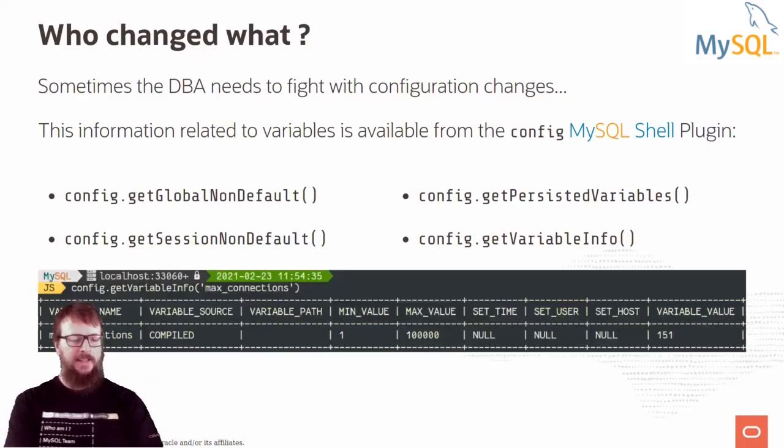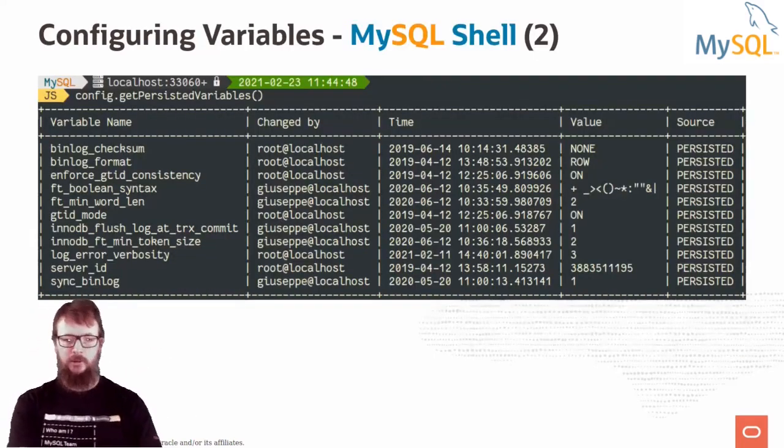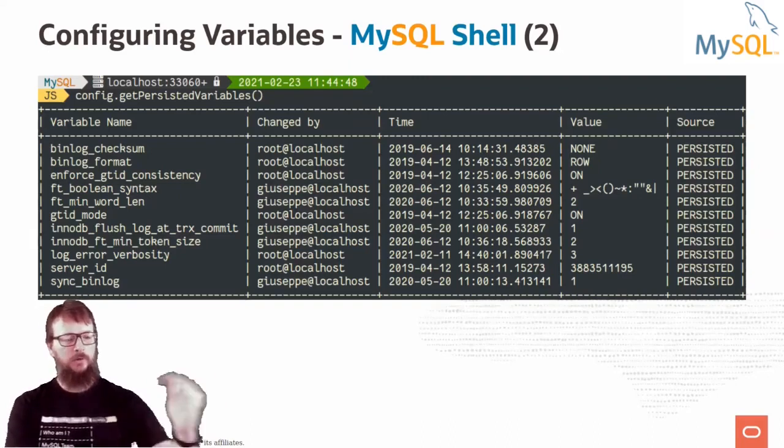We can see here, for example, if we use get variable info for max_connections, it tells you this was compiled, so this is the default, this is the minimum value, the maximum value, when it was set and by whom. It's the default, so nothing changed, and the value is 151. But you can also say, I want to know all the persisted variables on the system. And here you have the information on all the variables that have been persisted and changed, by whom, at what time, the value, and where it comes from. It's always persisted because this is what we are looking for, right?